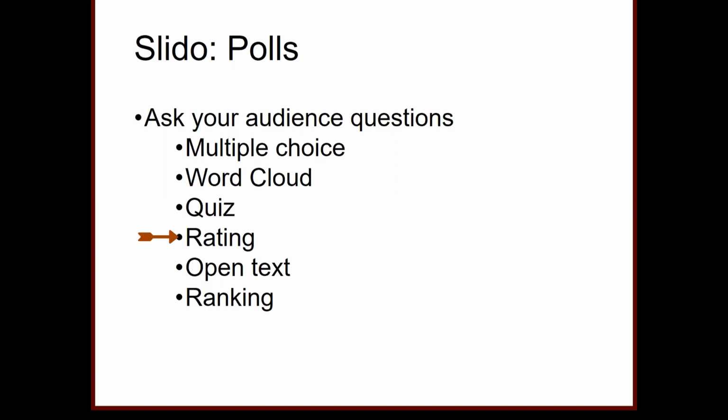And then rating. Participants would give a star rating to the options that are presented. Open text is an open-ended question. Responses are displayed on the screen and the participants submit their responses to the question. And then ranking presents the question and multiple choices for the participants to rank in order of importance. Very similar to what we just saw in Mentimeter.